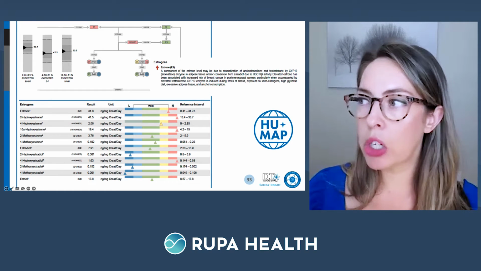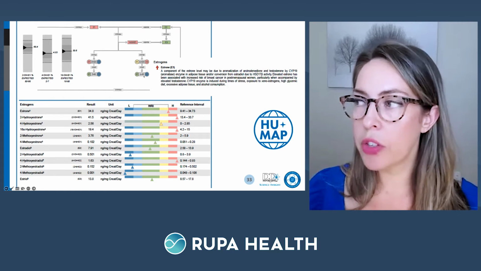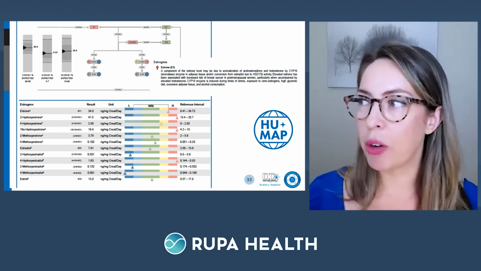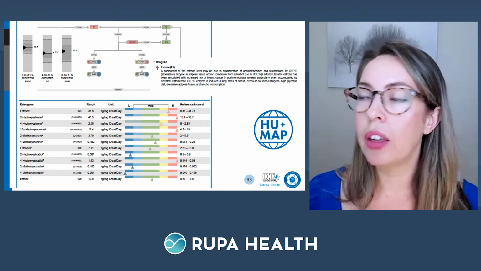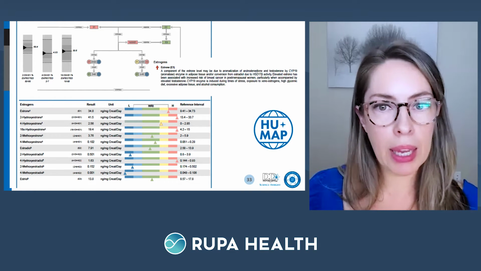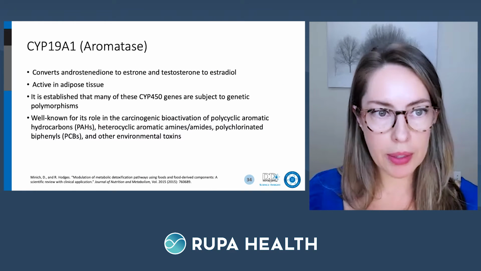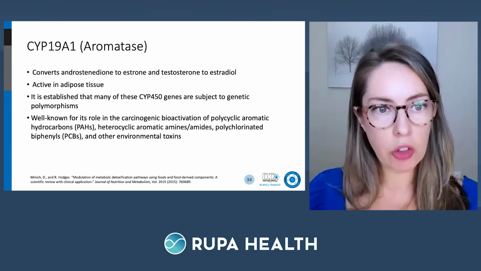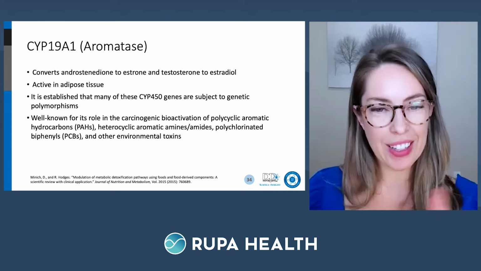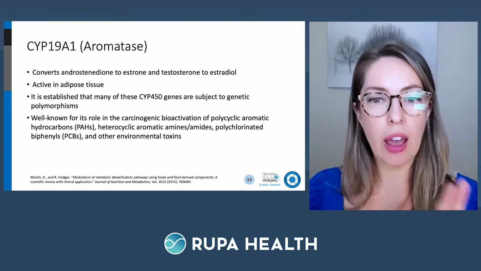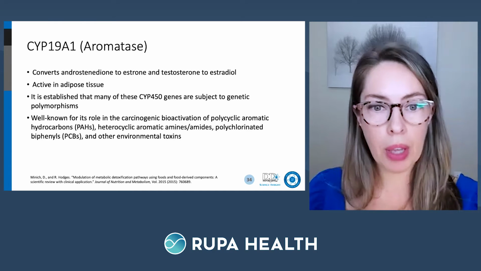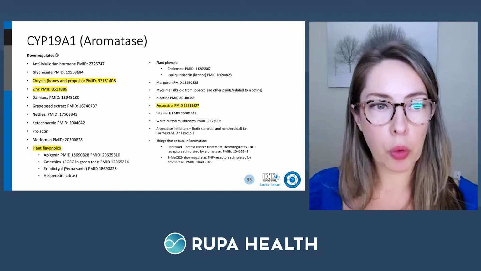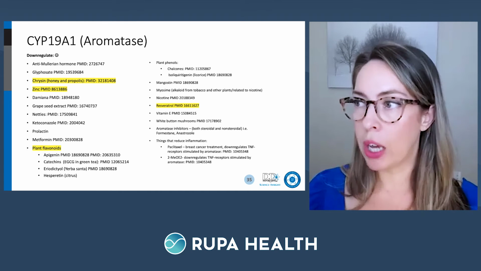I also want to make sure this race car is rear-wheel drive so that I can keep it stable and safe. I want to methylate. I want the COMT enzyme to work well. Okay, so that means I'm going to start with this aromatase. So it's converting androstenedione to estrone. We see that as being an issue potentially in this case, and then testosterone to estradiol. Okay, so you can have many polymorphisms here. This is well known for carcinogenic potential.